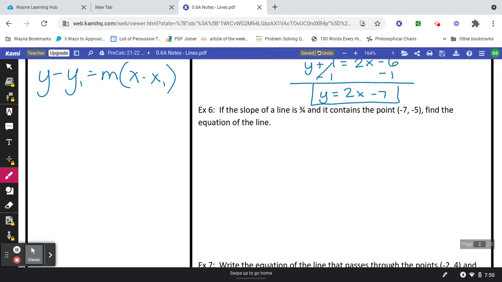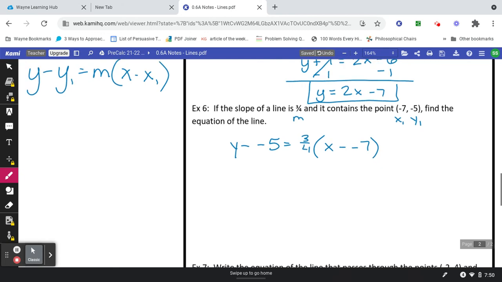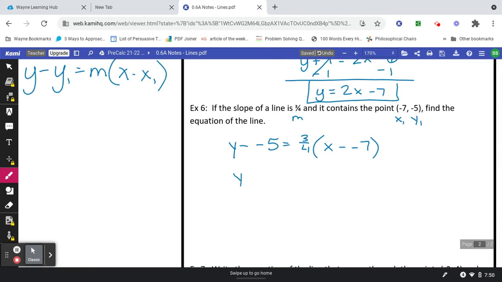For the next problem, if the slope of a line is 3/4, that's going to be our m, and it contains a point, -7, -5. Find the equation. So same setup as before. The only thing that's going to change here is we have this fraction to deal with. So y minus -5 equals 3/4 x minus -7. Change the double negative to a plus. And we distribute. Change that to a plus as well.